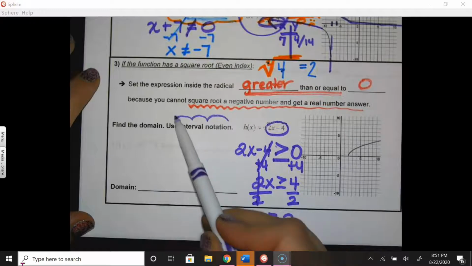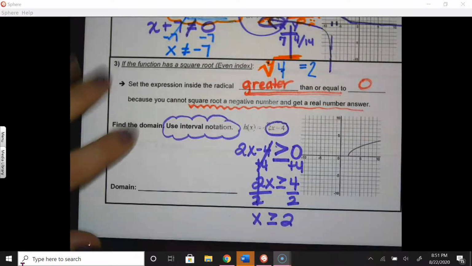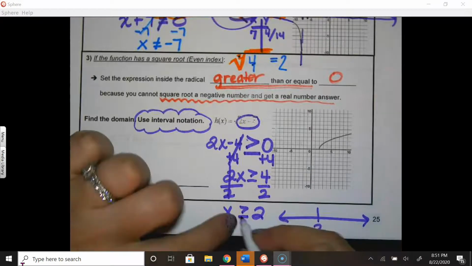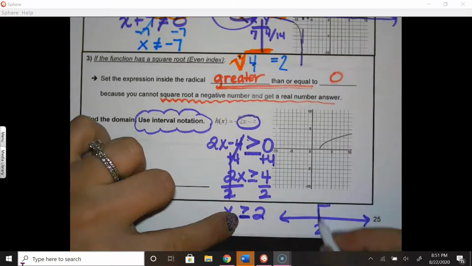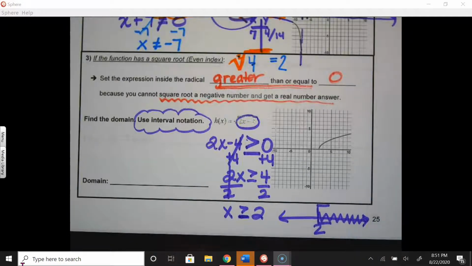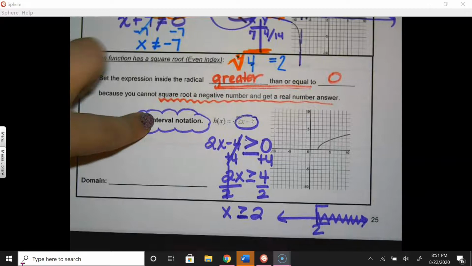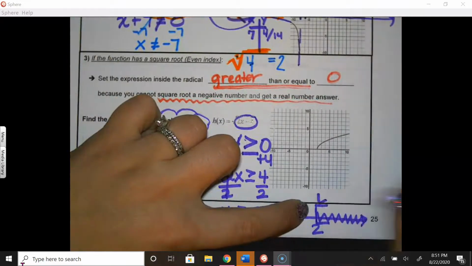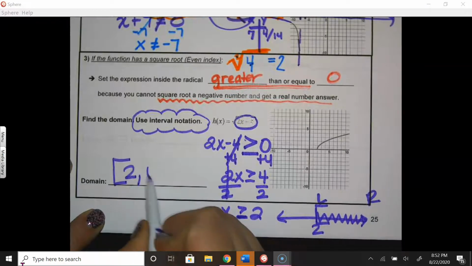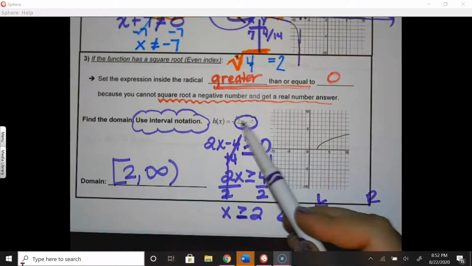But it's asking us to practice interval notation. So I'm going to do a quick graph of this. It says equal to, so I'm going to use a bracket. Any number greater than or equal to 2. So now when I write my interval notation, I always go from the left to the right. So x can be 2 and anything greater. Those are the numbers I could put in for x.